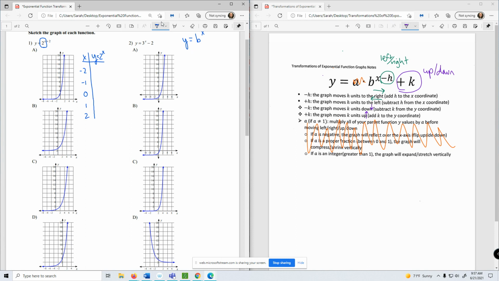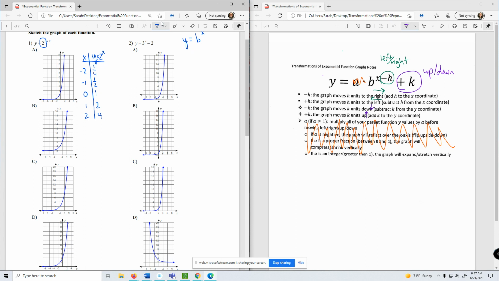2 to the 0, anything to the 0 power is 1. 2 to the 1 is just 2. 2 squared is 4. And then to do my other values, we talked about this a little bit in the last lesson, some reciprocals. Since 2 to the 1 is 2, 2 to the -1 is 1/2. Since 2 squared is 4, 2 to the -2 is 1/4.